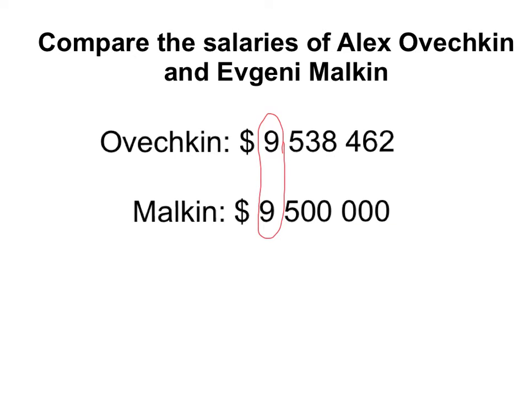So that doesn't help us to compare to see who has the most. We'll look at the next place value, the hundred thousands. Both make 500,000, 9,500,000. We'll look at the next place value, the 10,000s. Here we have different numbers, so here's where we're able to compare. Ovechkin has a 3 in the 10,000s place. Malkin has a 0 in the 10,000s place. So everything else being the same before that, Ovechkin makes more money than Malkin.